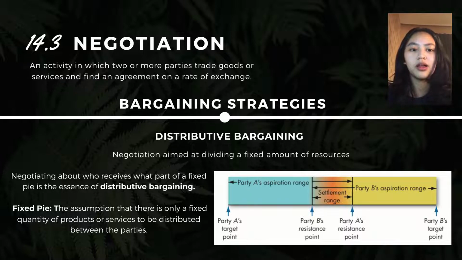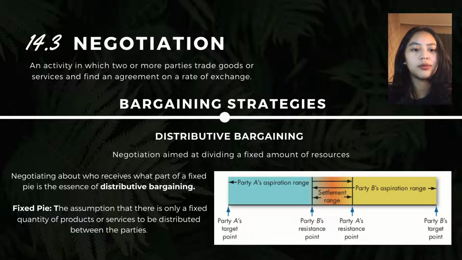One example of distributive bargaining is the purchase of a car. A car transaction comprises two parties, which are the buyer and the seller. Each party has a distinct goal in the situation. The seller wants to make as much money as possible, whereas the buyer wants to pay as little as possible.